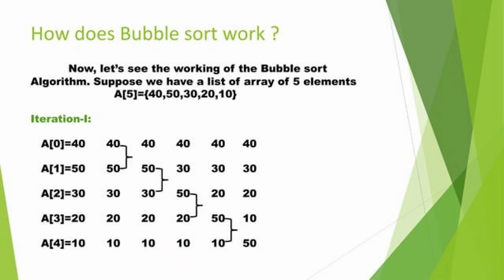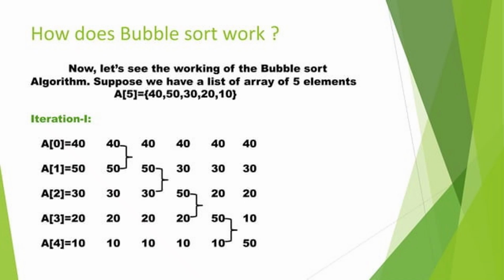Okay. So now let us see iteration 1. Here you see A of 0, A of 1, A of 2, A of 3, A of 4. 0, 1, 2, 3, 4 are indexes. Any index of an array will start with 0, not 1. Okay. Compare A of 0, 40 and A of 1, 50. As 40 is less than 50, no swapping is required. So the array will remain the same: 40, 50, 30, 20 and 10.